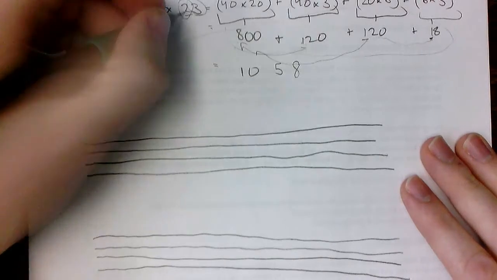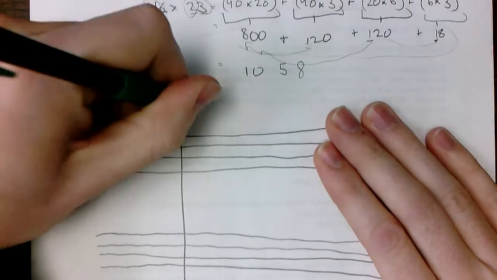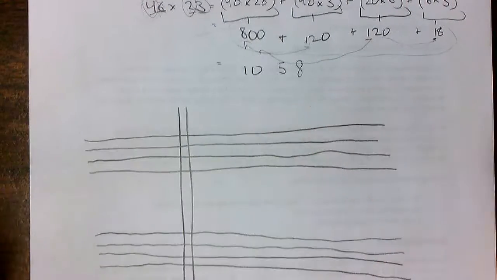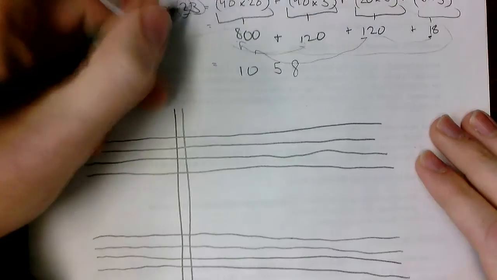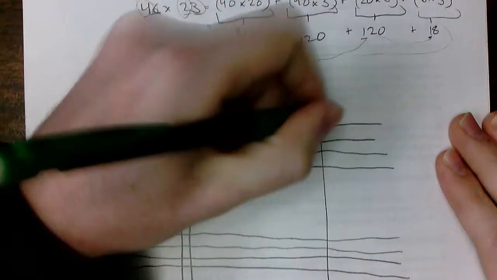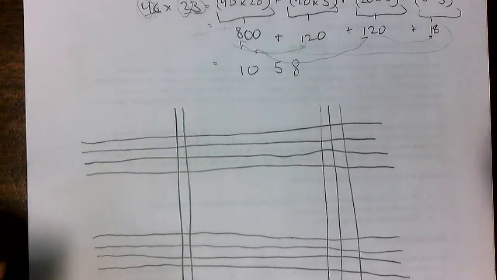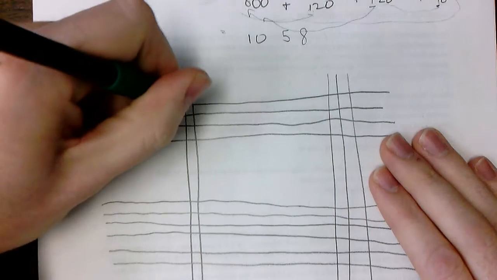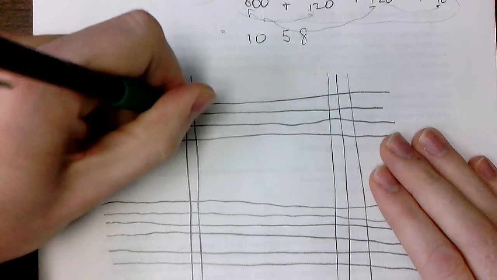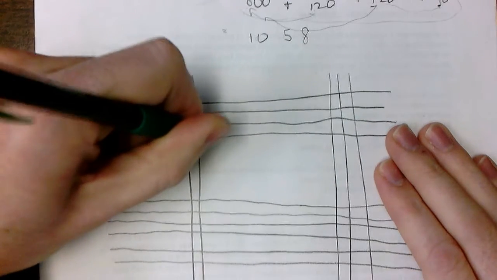So the tens place has 2, so I'm going to draw 2 lines for my tens place. And then my ones place has 3. I'm going to draw 3 lines for my ones place here. So where the lines intersect, I'm just going to put a couple dots there just to make it a bit easier for me to visualize here.